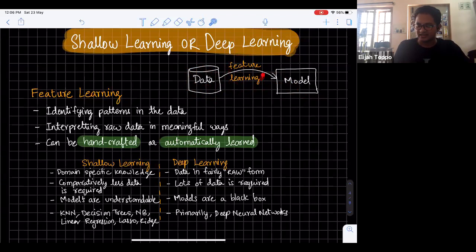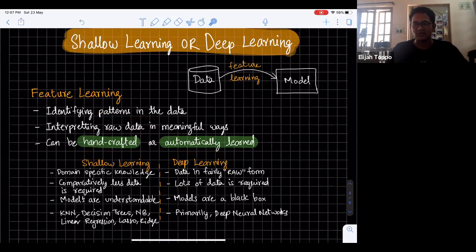Feature learning is basically taking raw data and identifying patterns within the data, or interpreting the raw data in meaningful ways. And this feature learning can be handcrafted or automatically learned. When it is handcrafted, I talk to the domain expert. Let's say I'm talking about real estate. I talk to someone who is an expert in real estate, and we find out what the important factors are, based on his experience with the past data.